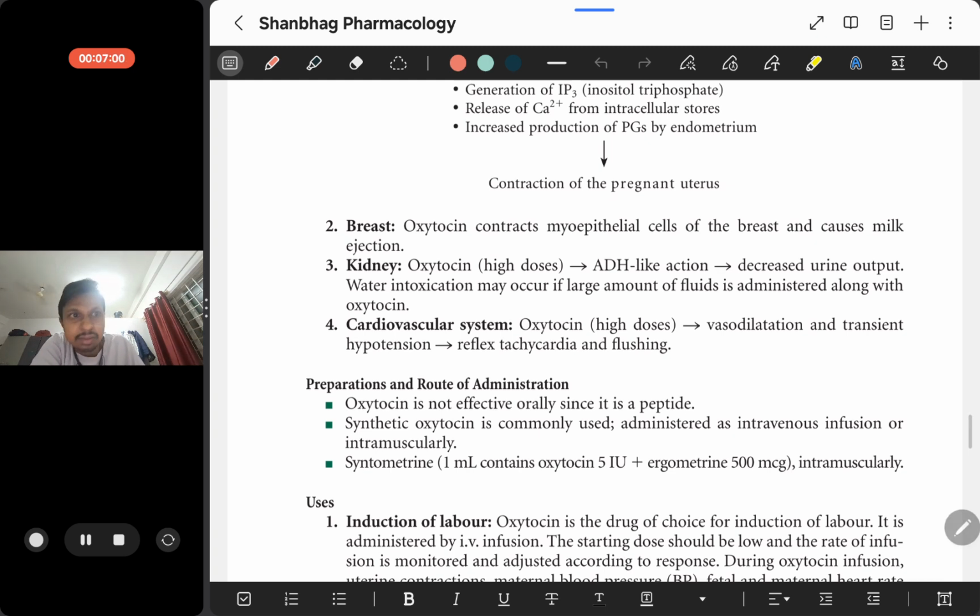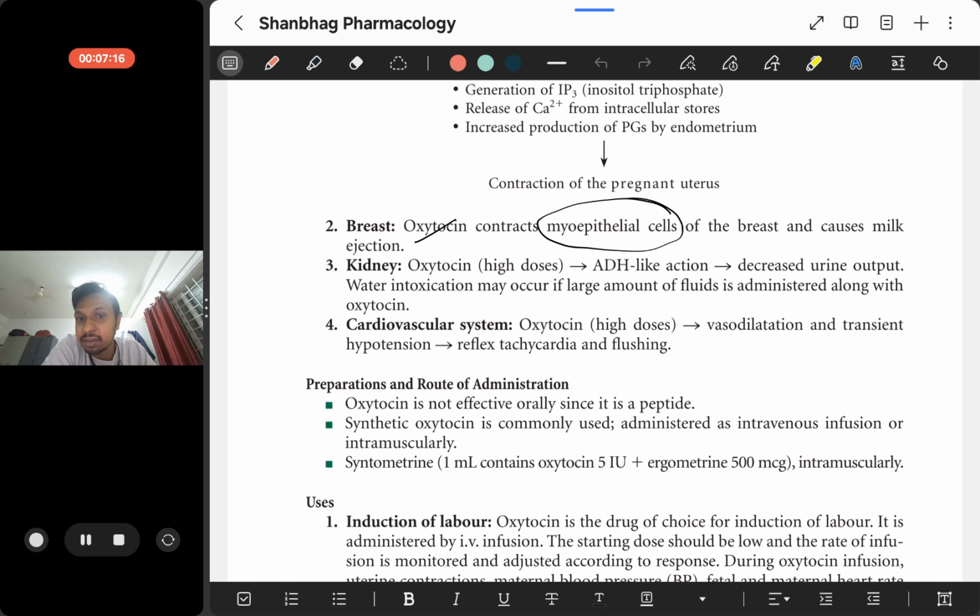In the breast, oxytocin contracts the myoepithelial cells and causes milk ejection. There are myoepithelial cells in the breast. This oxytocin acts on them, which causes the milk ejection.